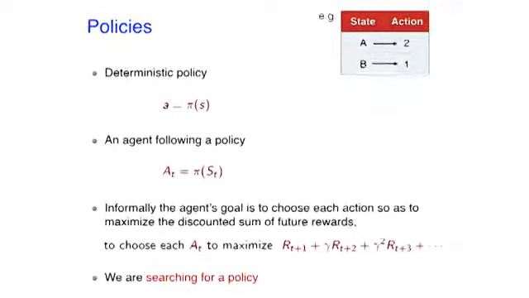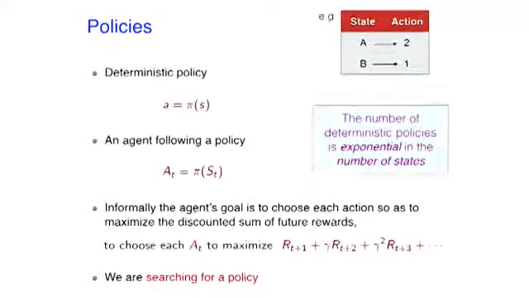Okay, so we're searching for a policy. So let's think a little bit about how hard it is to find a policy. How many policies are there? Well, there's actually an enormous number of policies. The number of policies, even just deterministic policies, as opposed to random policies, is exponential in the number of states. It's actually the number of actions raised to the power of the number of states. So if you have large numbers of states, and we do in our applications, there are going to be an enormous number of policies, and it's really quite challenging to search that space to find the best policy.